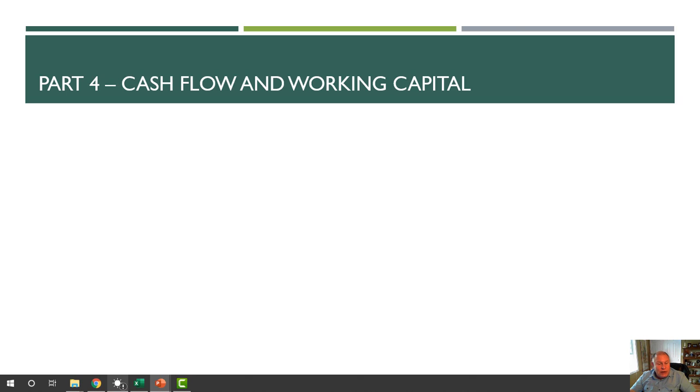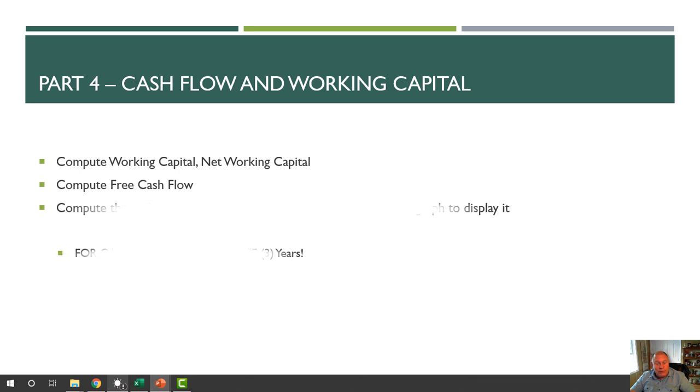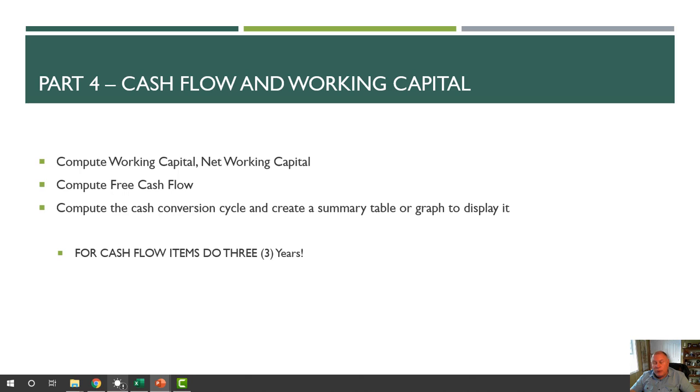Next one is cash flow. Compute the working capital, net working capital, compute free cash flow, compute the cash conversion cycle, and create a summary graph or table to display it, whatever is going to work best for you. For cash flow, do these for 3 years. This is worth 2 points.